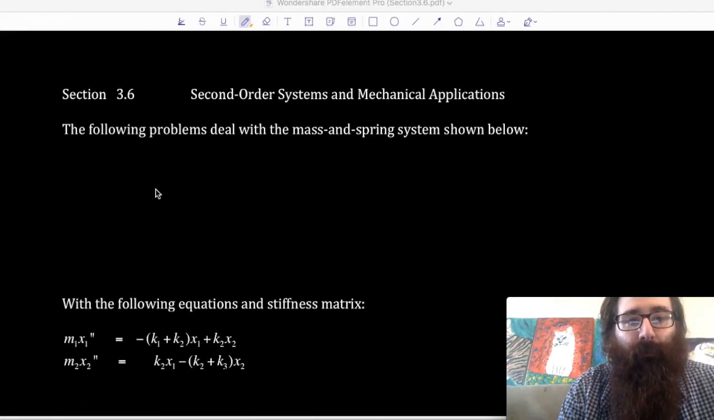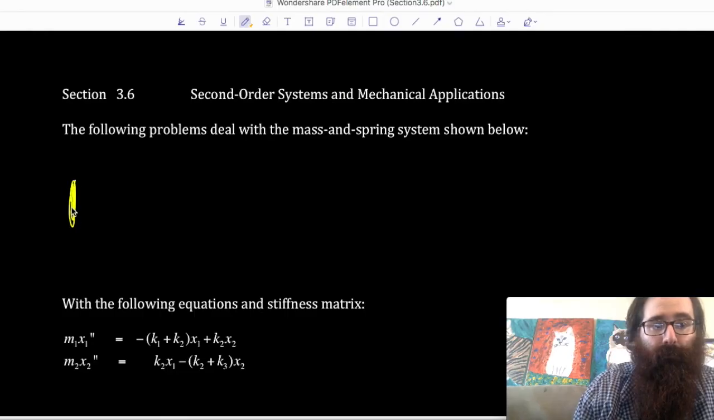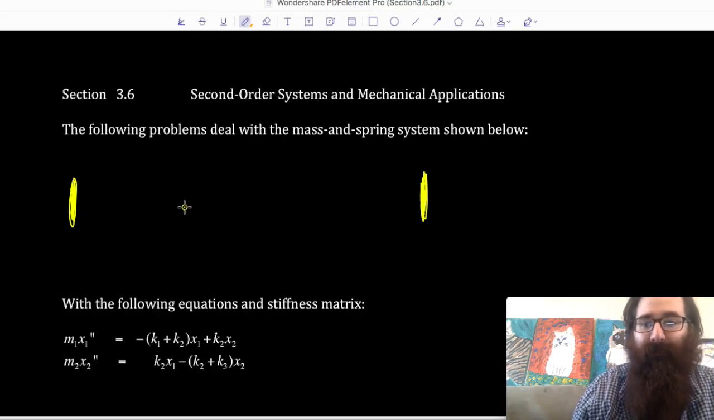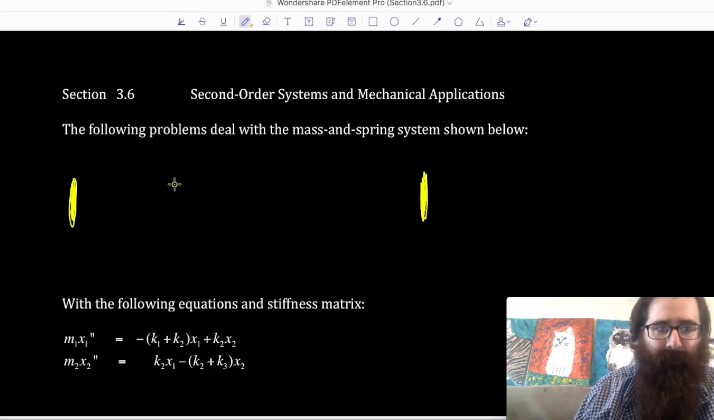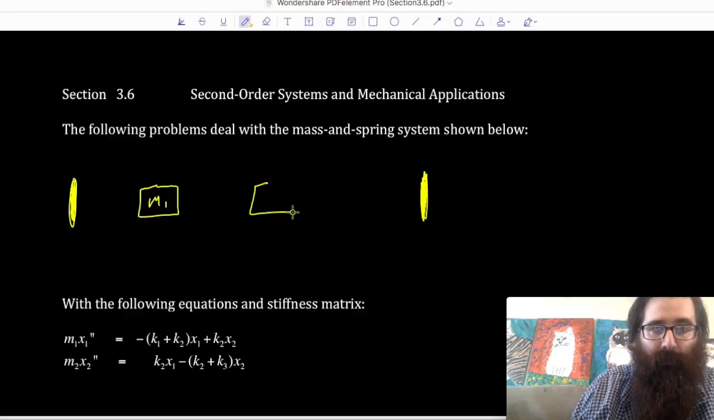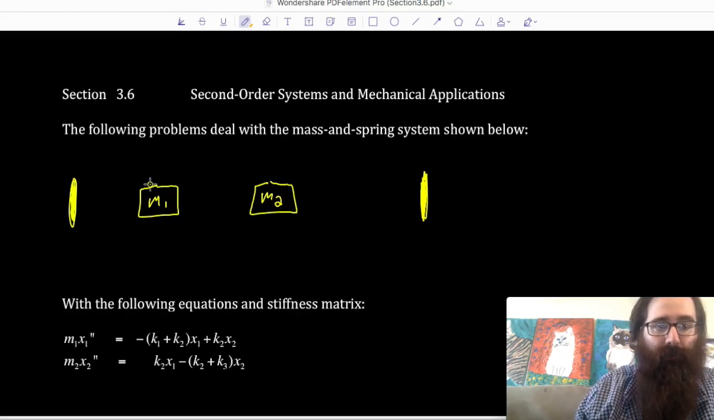So the following problems that we're going to see deal with the mass and spring system here, which we'll go ahead and draw. So, say we have a wall here, another wall here, and what we're going to have this time is two masses. You've been asking for it, we finally got it. Two masses. So mass m sub 1 and mass m sub 2, which means we get three springs.